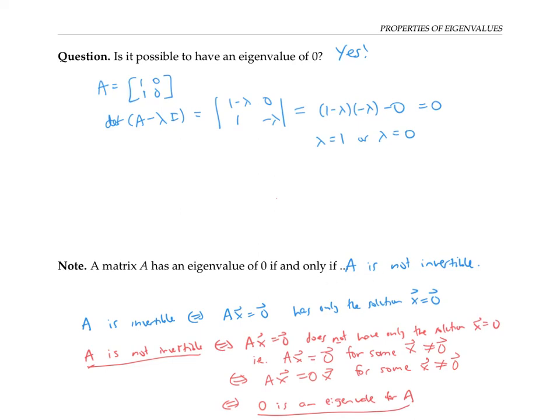Let me note that an equivalent way of saying this is that a matrix A does not have an eigenvalue of 0 if and only if A is invertible.